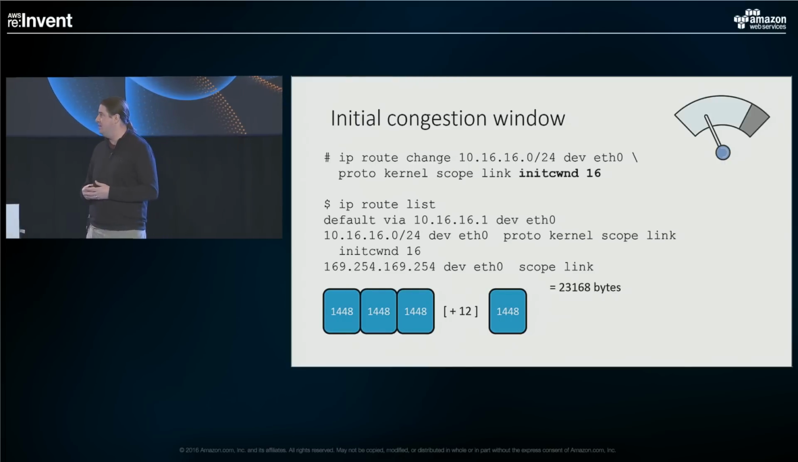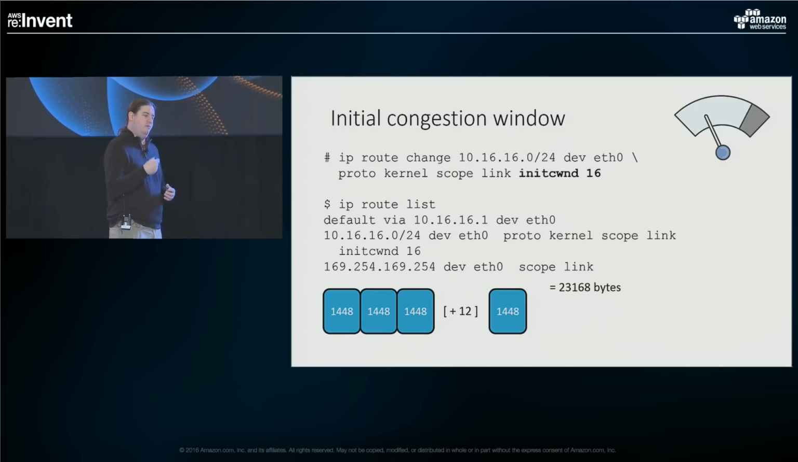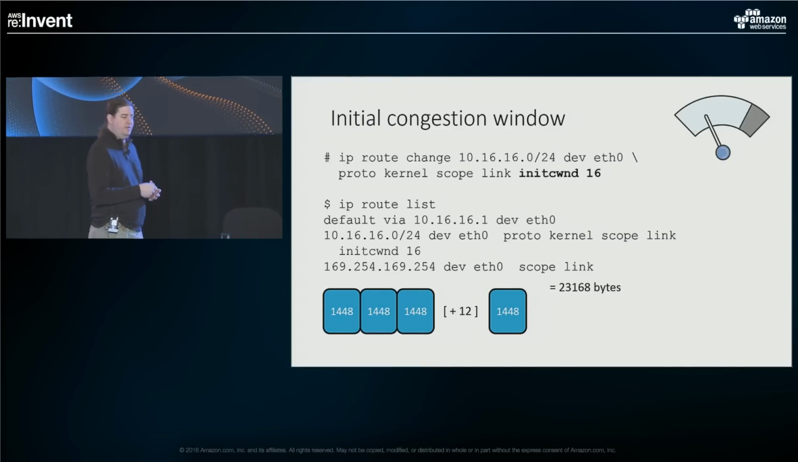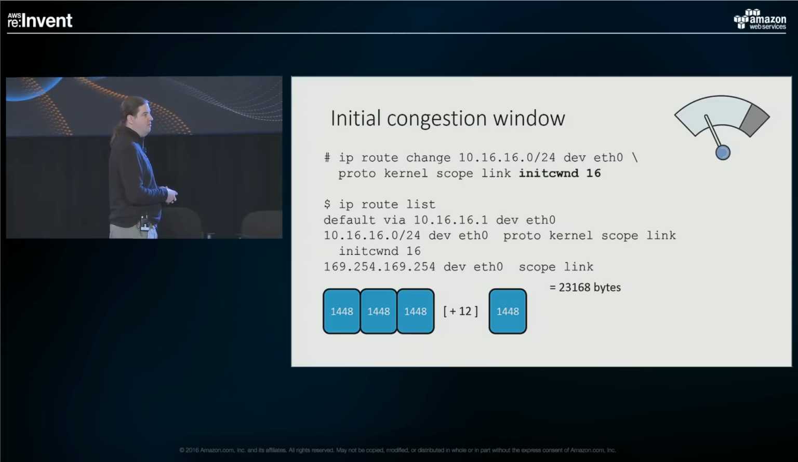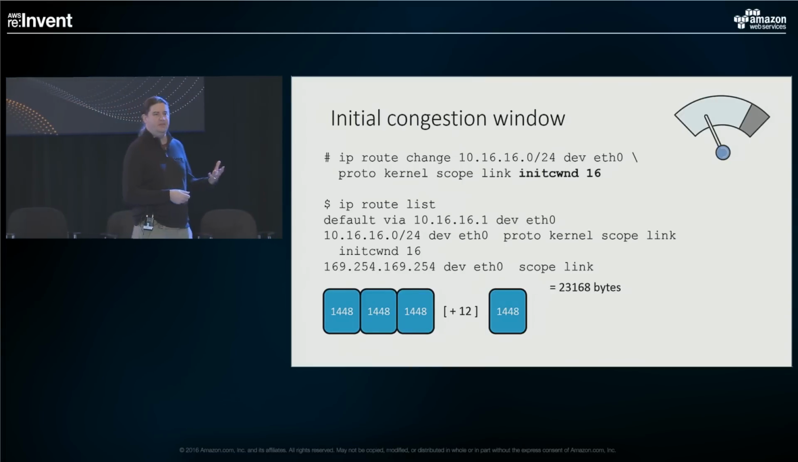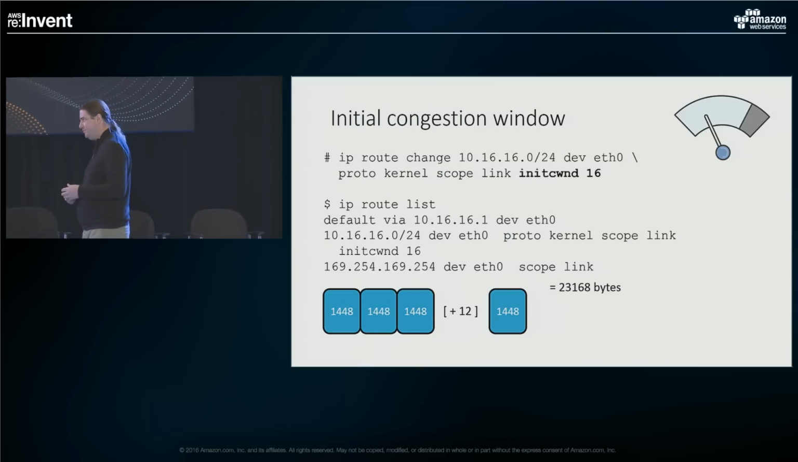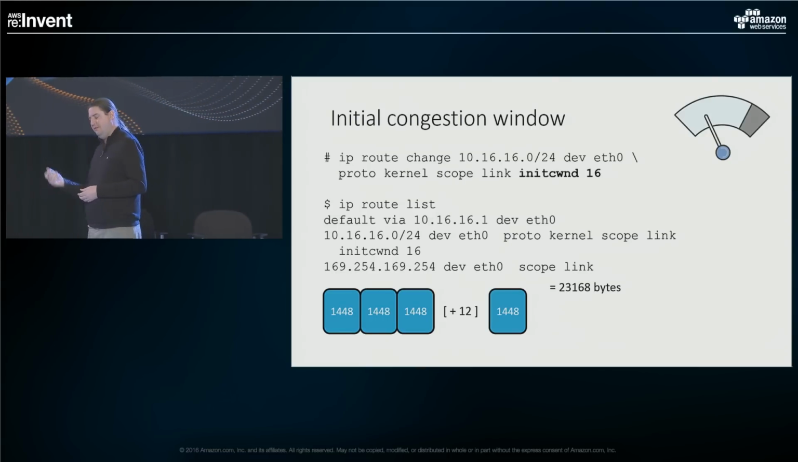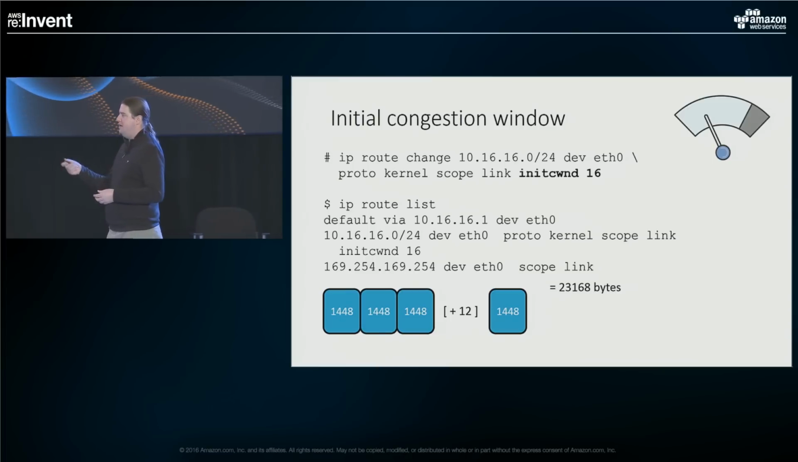This IP route change command, when appended with the initial congestion window value, will update it. And again, this number is in packets. When you do the math, it's really the number of maximum segment sizes that it will allow to go into the network. And then if I print out my routes again, by default, it won't print it if it hasn't been altered.